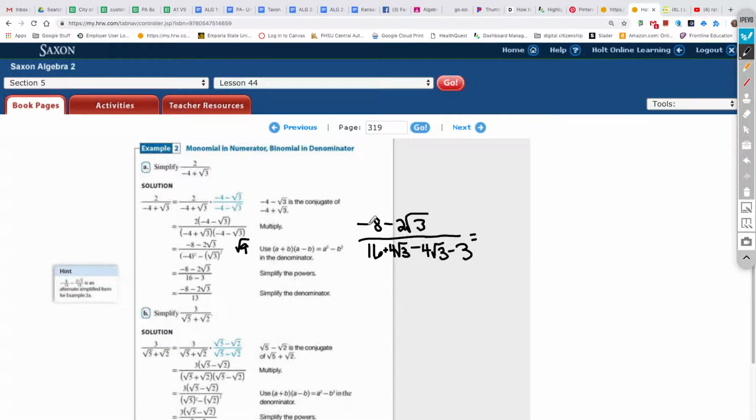I'm going to leave the numerator alone, which is what they did right here, -8 minus 2 square root of 3, okay? Then here, these can cancel. So that's where they got the 16 minus 3, obviously 13, okay? The only way this could go further is if all 3 of these numbers could cancel by the same value, which they can't. 8, 2, and 13, no number could come out of all 3 of those. So you know you're done. Okay, and that would be your final answer.